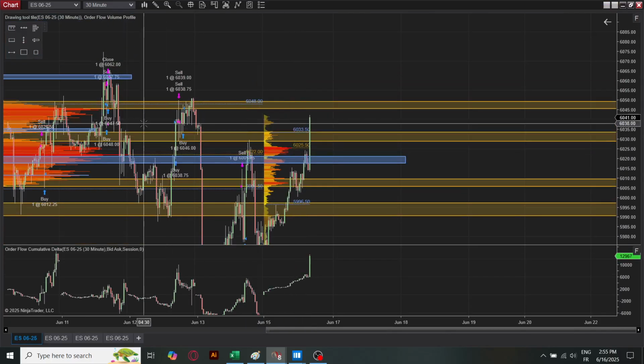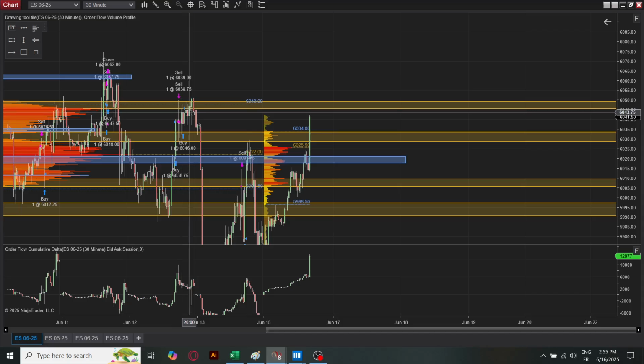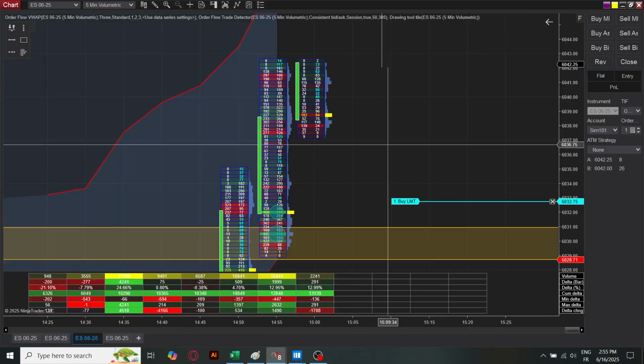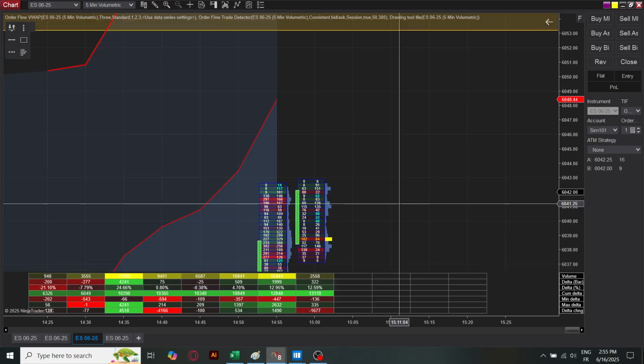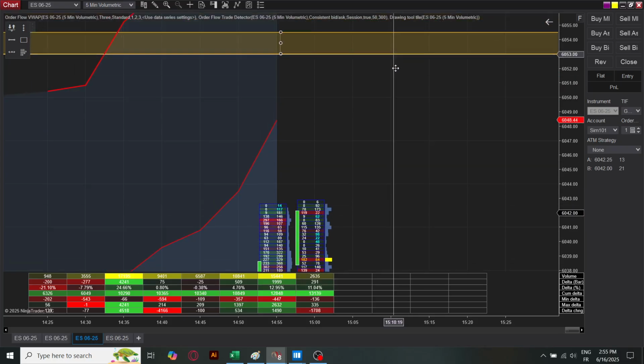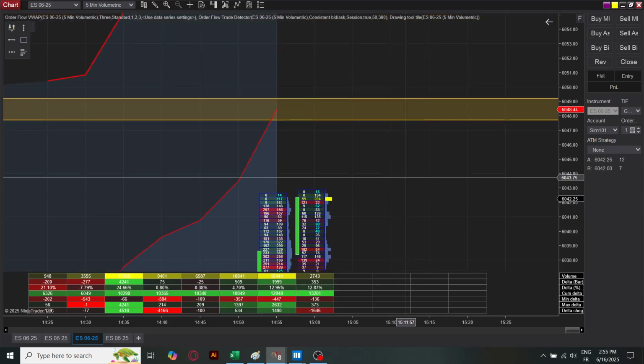The next level, or the point of control, is here, where the head of the high volume node is at 45 to 46, which is just slightly here.